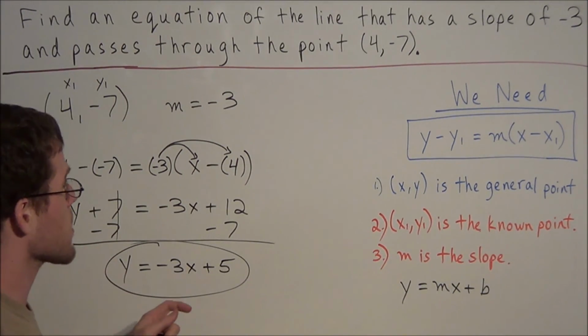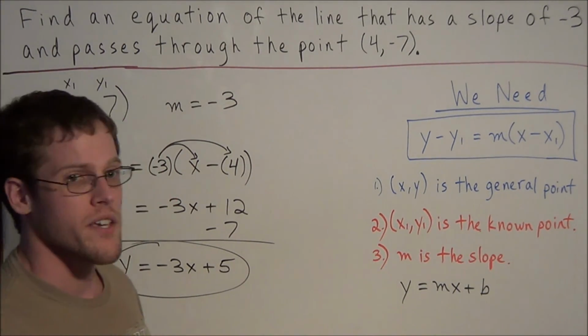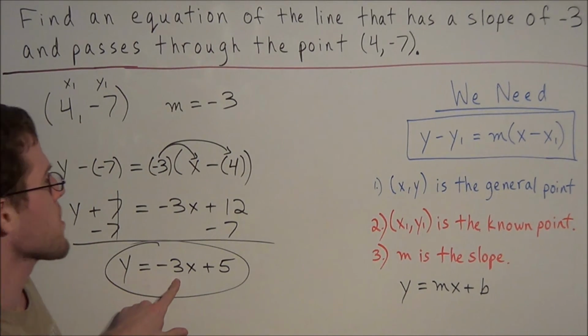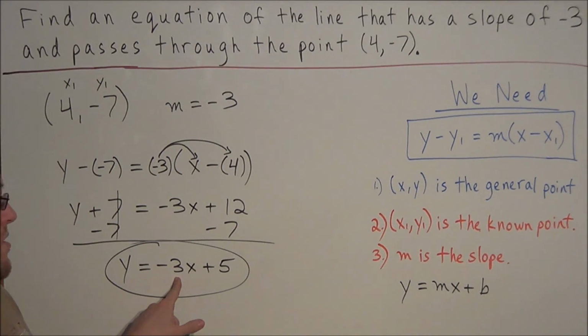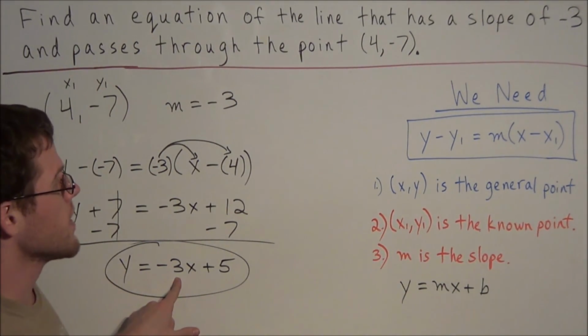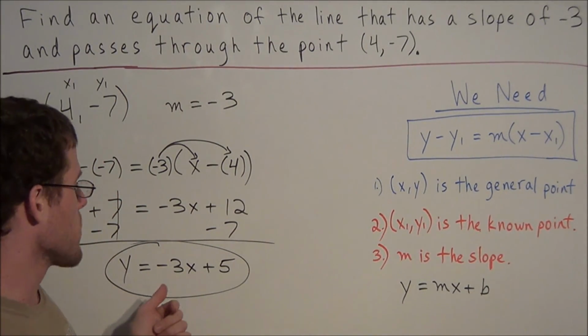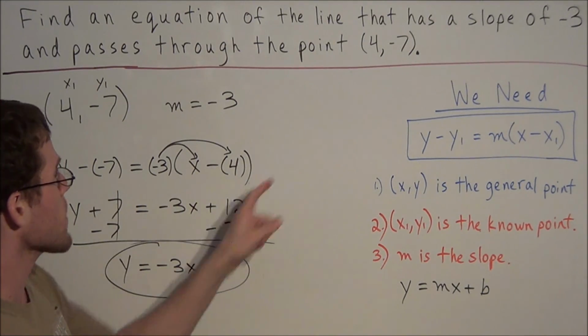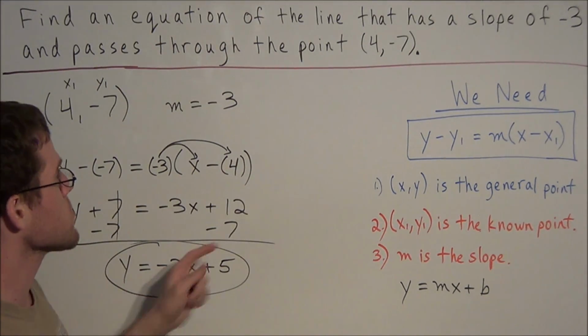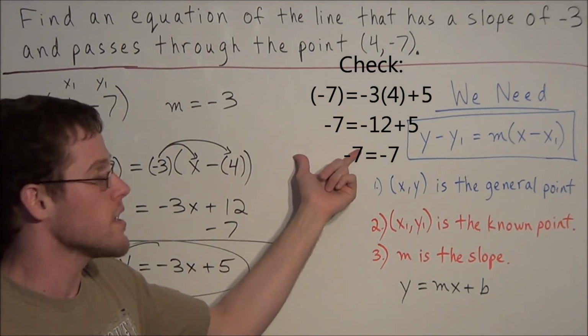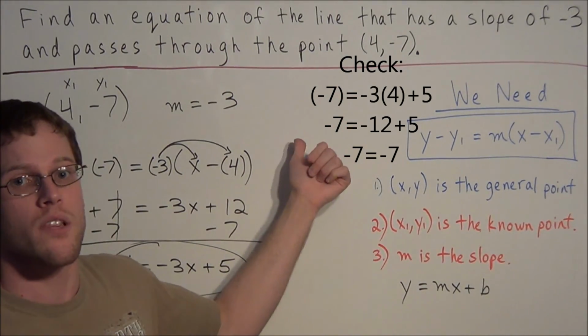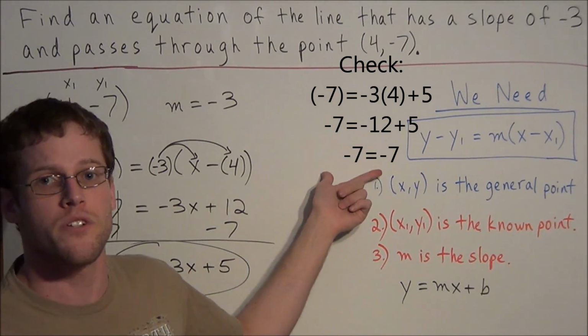Just to double check, since our line is in the form y equals mx plus b, we note that we do have a slope of -3 since this is our number in front of the x. And if we want to check that the point (4, -7) is on this line, we can plug in x equals 4 and y equals -7, and we should get a true equation, where the left side equals the right side, which we do.